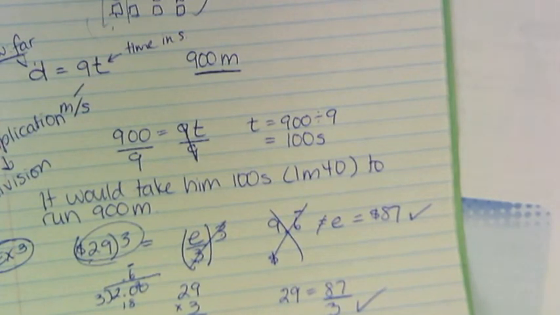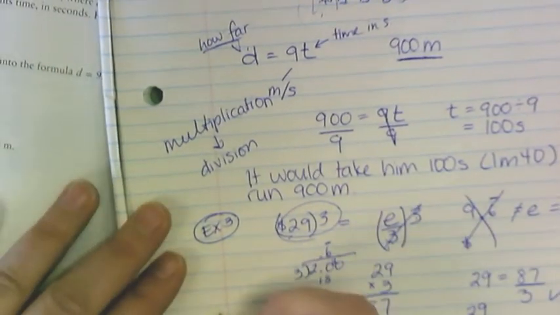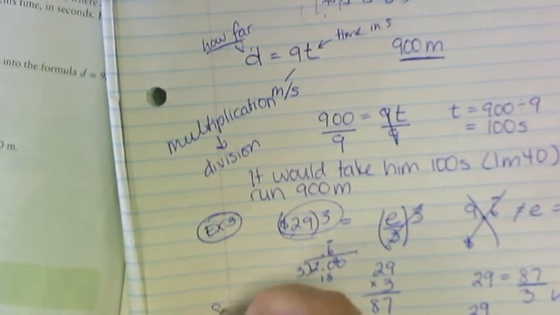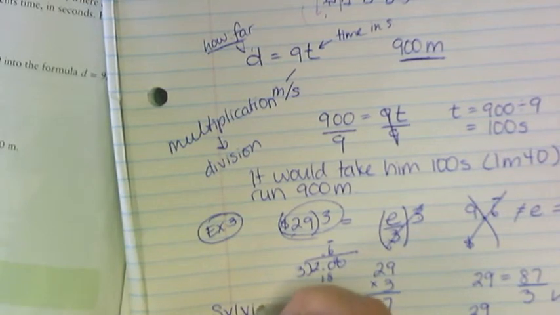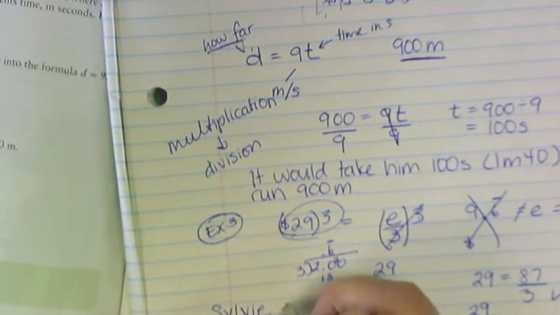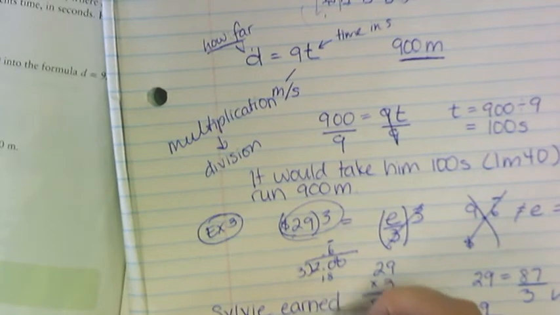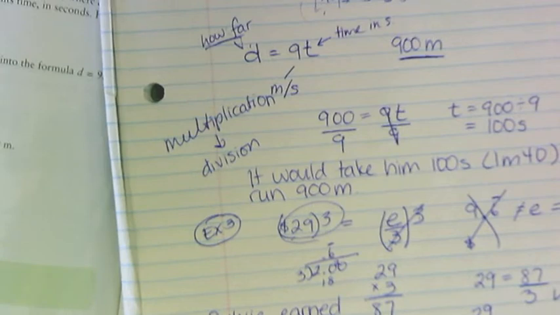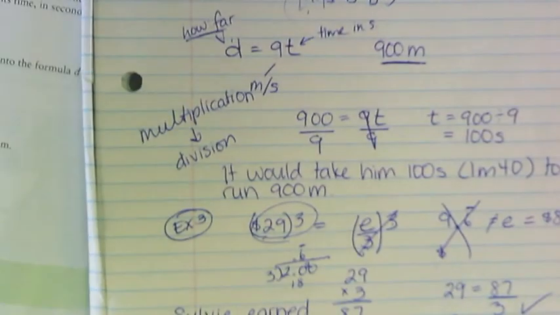Do I stop here? No. What do I need to do? Yeah. Write the sentence. What's my sentence? Sylvie earned $87. You can write the last weekend. I am not going to mind if you don't write last weekend.